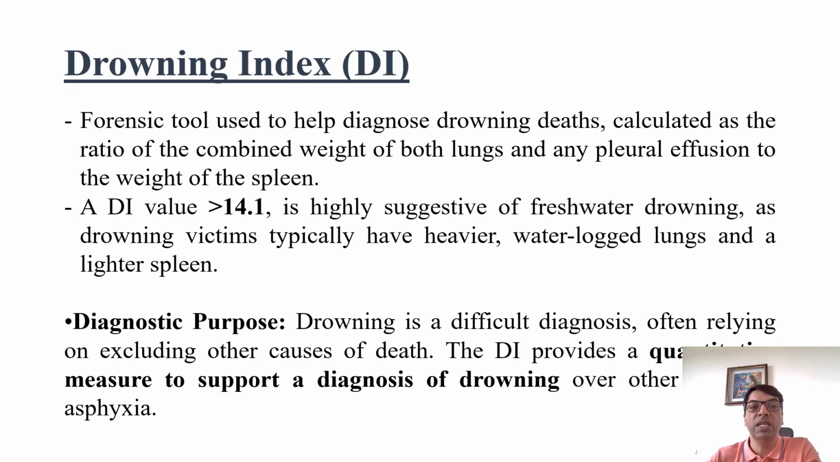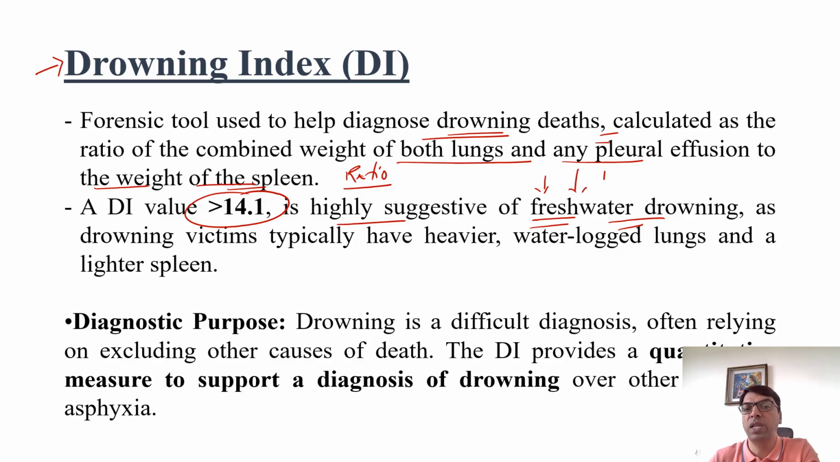Something about drowning index, important thing. What is drowning index? It's a tool used to help diagnose drowning death. It is calculated as the combined weight of both the lungs and pleural effusion with the weight of spleen. It's a ratio. So the value of greater than 14.1 is highly suggestive of freshwater drowning. Remember, this is for freshwater drowning only, because the victim typically has heavier waterlogged lungs and lighter spleen.